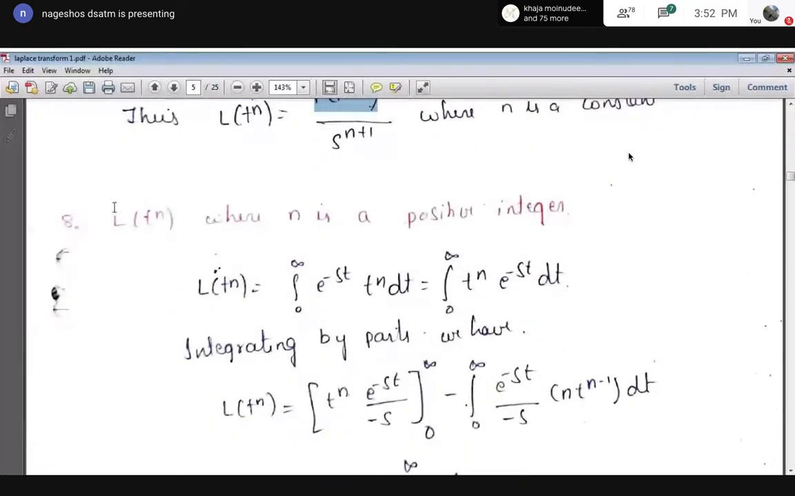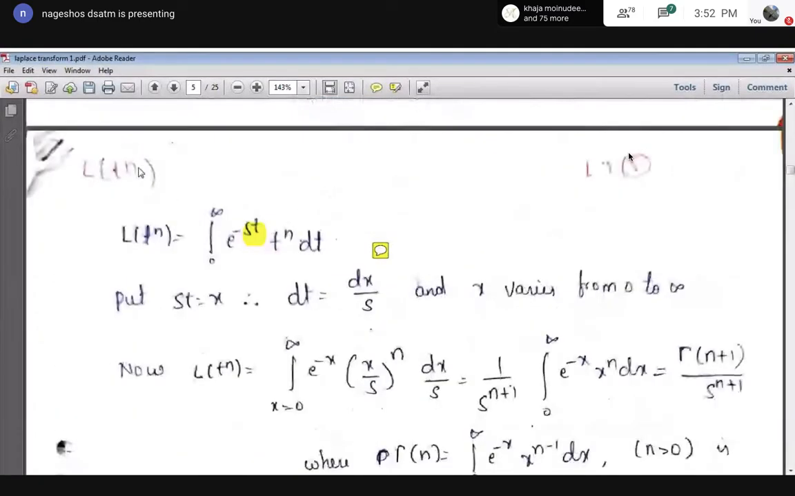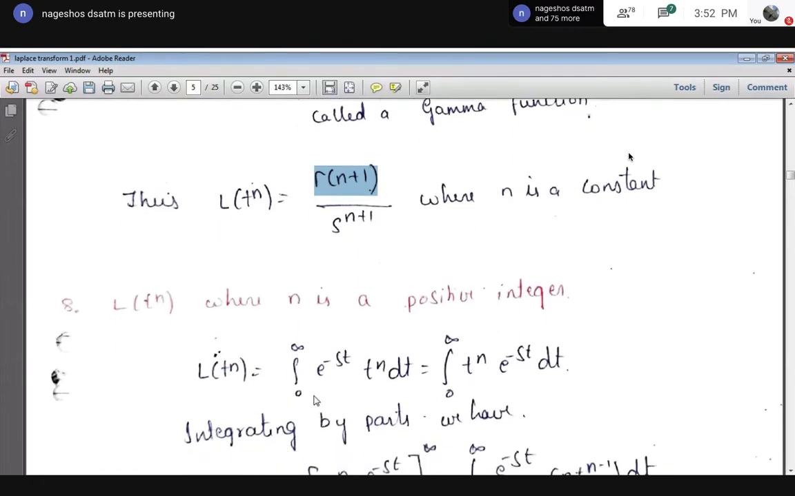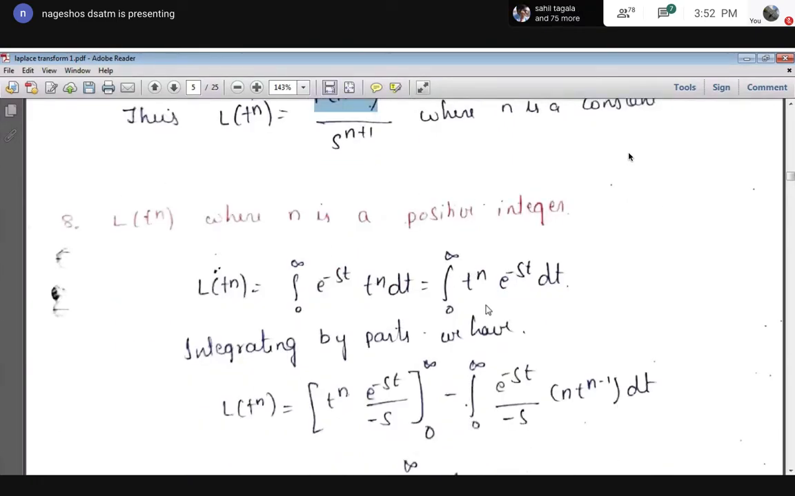This is for all n. This is for only positive integer. Positive integer means 1, 2, 3, 4, 5 like that. Okay. So for that, integrate this by parts.